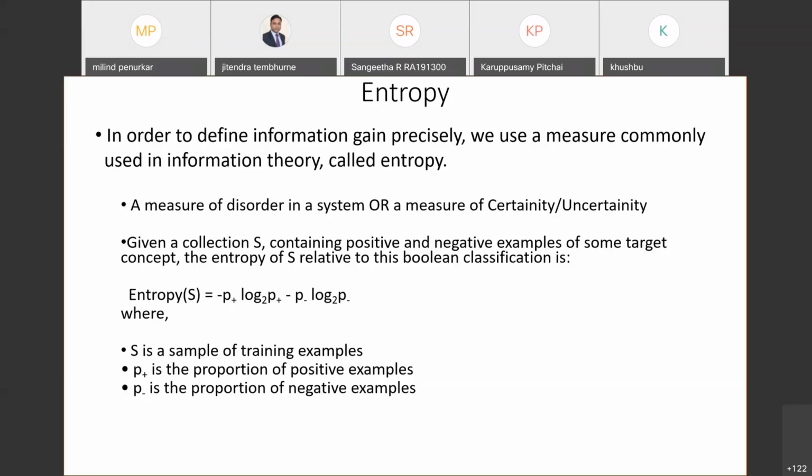So where P plus are the positive examples and P minus is the negative examples in my set. So this formula, how come it has come? It is based on the information theory where log 2 P bits are sent. Okay, let me go to the first. Here, understand S is a sample of training examples. P plus is the proportion of positive examples and P minus is the proportion of negative examples.